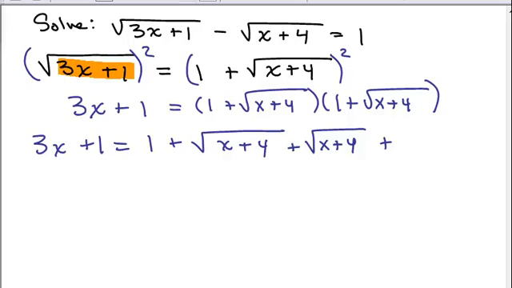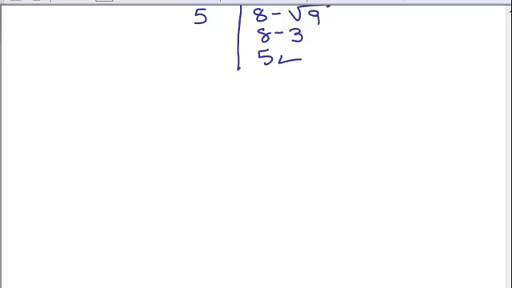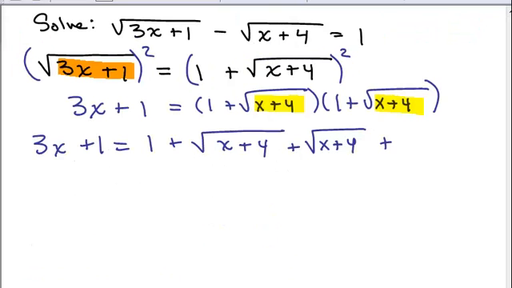And the last term, now what you're doing is multiplying a square root of x plus 4 times a square root of x plus 4. So you get what's underneath that square root, which is just an x plus 4.